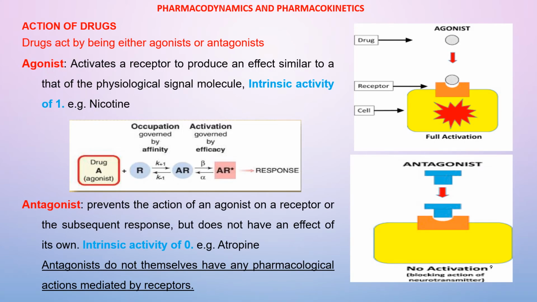Drug action. A drug can act as an agonist or antagonist. An agonist drug binds to the receptor and produces a response or effect similar to the physiological signal molecule. Its intrinsic activity equals 1. The antagonist drug prevents the action of the agonist. Its intrinsic activity is 0.